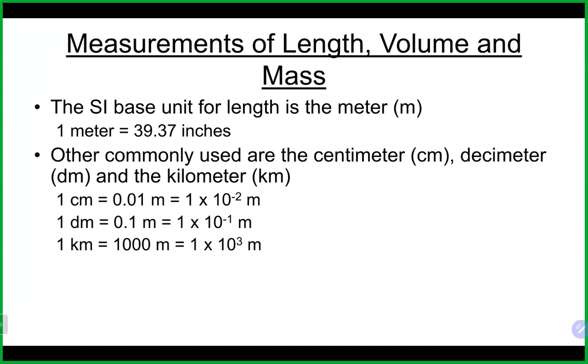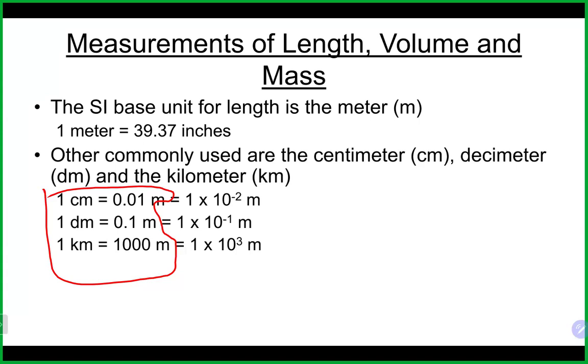Some things you do need to know, as we talked about, they want you to know things and memorize things. So it would not hurt to know all those right there. Those are some very common ones. The centimeter and kilometer are probably going to be more common than the decimeter. But 1 centimeter is equal to 0.01 meters, and that equals 1 times 10 to the minus 2 meters. That is a number written in scientific notation, which we'll talk about in just a bit. 1 decimeter is 0.1 of a meter, and 1 kilometer is 1,000 meters.